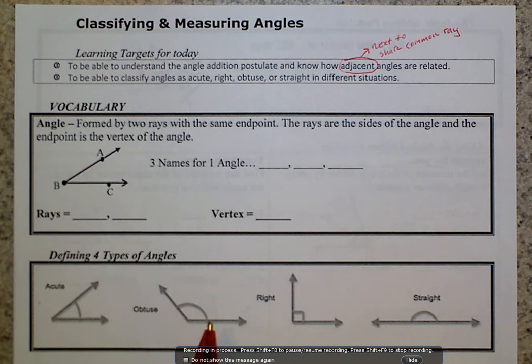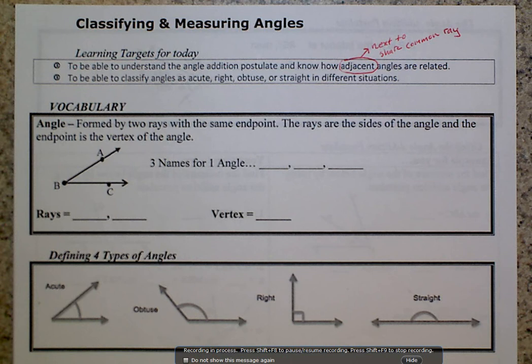When we start to talk about the different types of angles. The second learning target for today is to be able to classify angles as acute, right, obtuse, or straight in different situations. This should be review for you, but it's always a good, helpful reminder to go over those big foundations here in geometry, laying the foundation and getting a good solid base underneath you as we get started out in this school year.